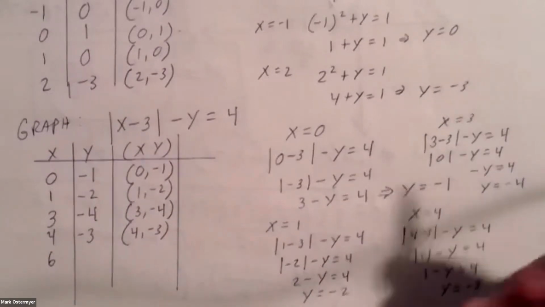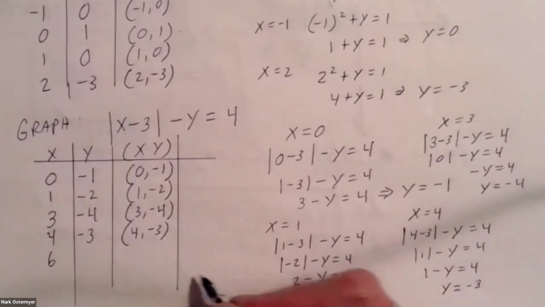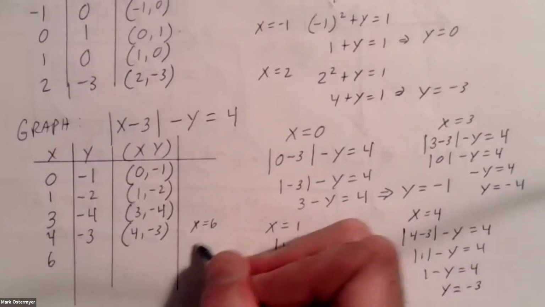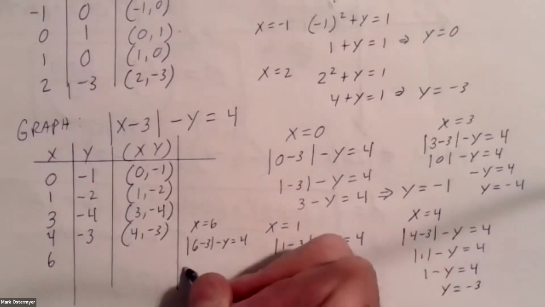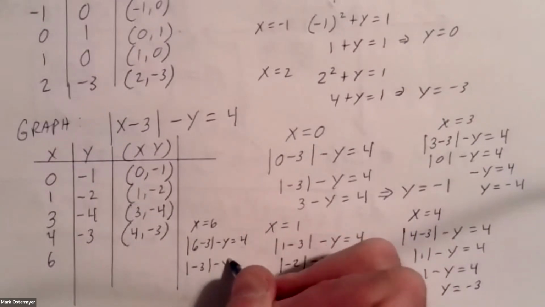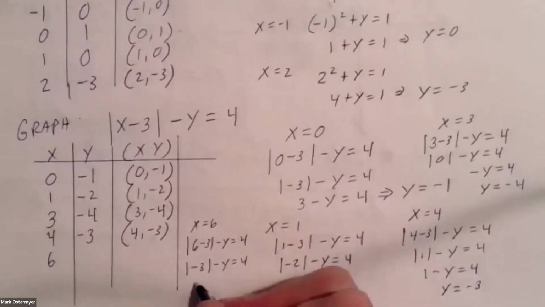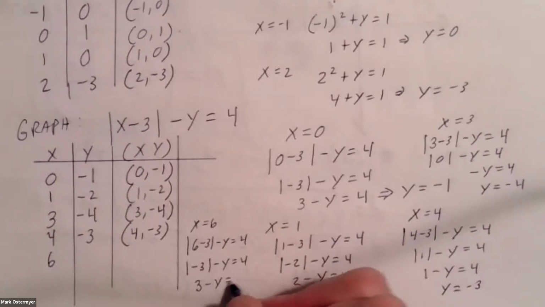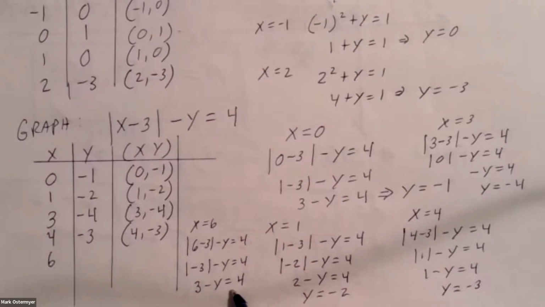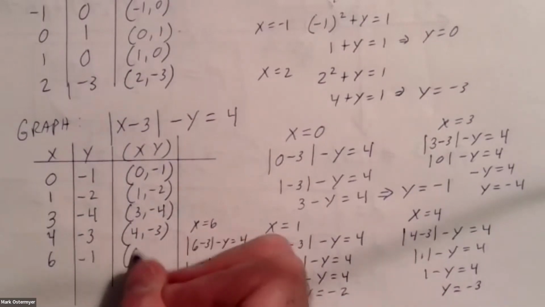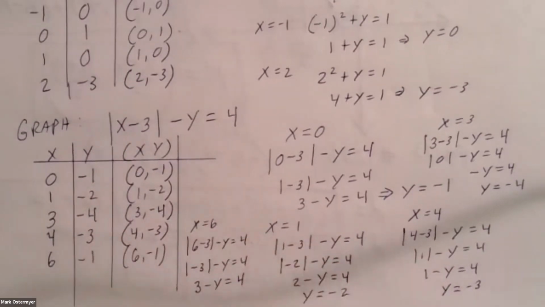Finally, if x is equal to 6, we will have the absolute value of 6 minus 3 minus y equals 4. The absolute value of -3 minus y equals 4. Absolute value of 3 is 3. 3 minus y equals 4. Solving for y, subtracting 3 from both sides, we get 1. Negative y is equal to 1. Multiplying by a -1 or dividing by -1, we get -1. So 6, -1. There we go. We have several ordered pair solutions to that equation.